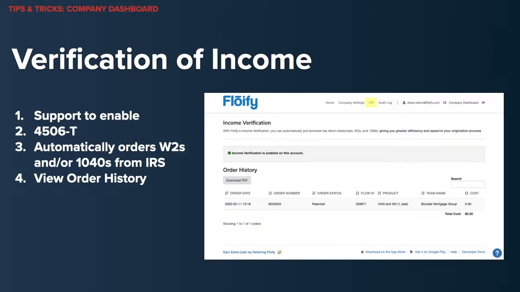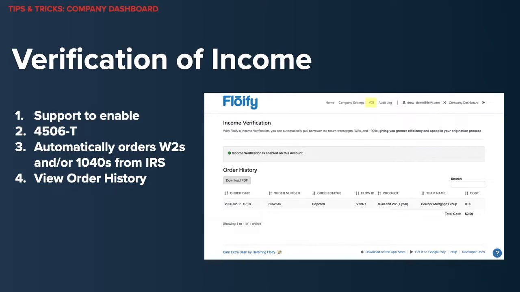The next page on the company dashboard is the VOI, or verification of income. Now, this page is for our users who use the Veritax integration. If you're not familiar with Veritax, it's a service that utilizes the 4506T. It'll automatically get uploaded to the borrower's docs owed. Once the borrower fills it out and uploads it, it can automatically order W-2s and 1040s directly from the IRS up to 4 years old.